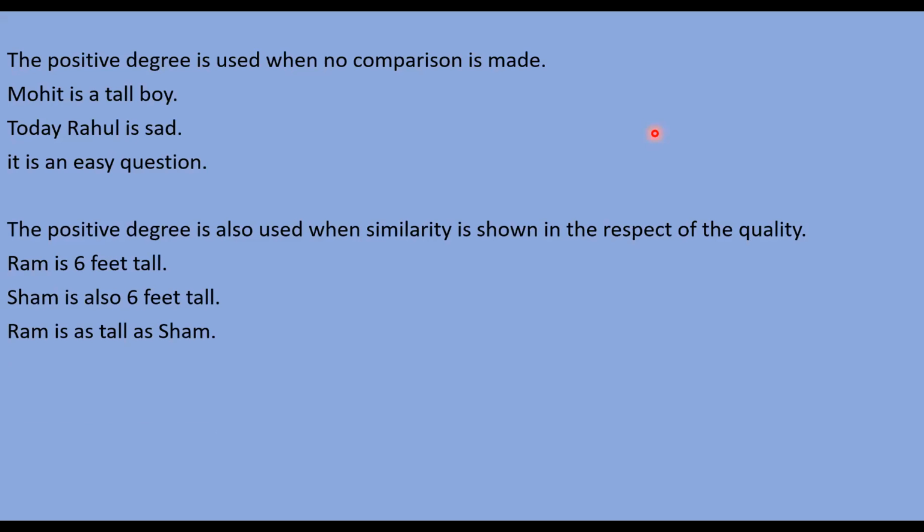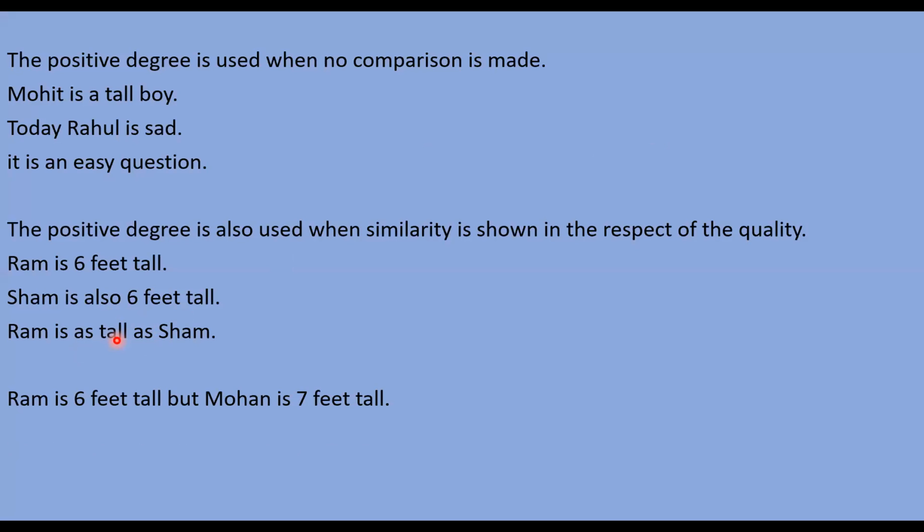Ram is as tall as Sham, right? So we can show similarity by using as positive degree as, by this format. Remember this: between these two as words we need to use positive degree, not comparative or superlative, right? Next point.